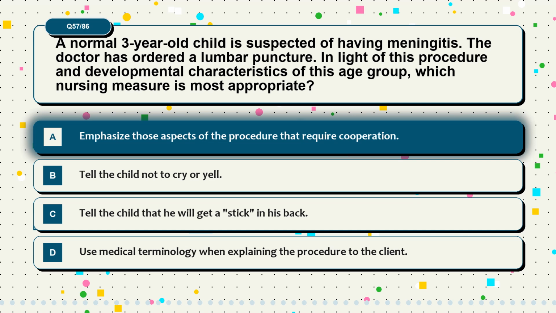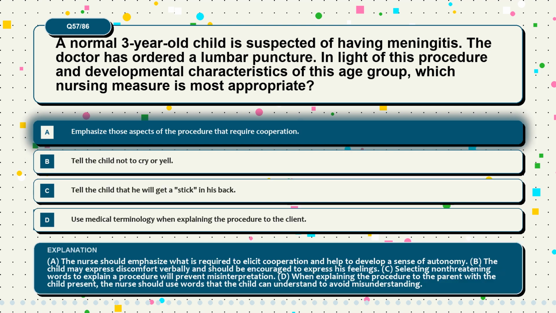The correct answer is option A. Emphasize those aspects of the procedure that require cooperation. The nurse should emphasize what is required to elicit cooperation and help to develop a sense of autonomy. B. The child may express discomfort verbally and should be encouraged to express his feelings. C. Selecting non-threatening words to explain a procedure will prevent misinterpretation. D. When explaining the procedure to the parent with the child present, the nurse should use words that the child can understand to avoid misunderstanding.